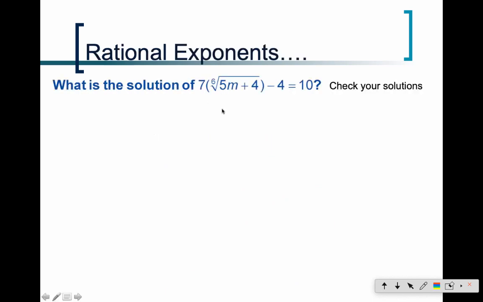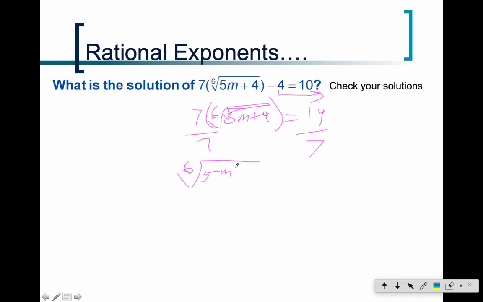Oh, and now we got a 6th root. Please note, this would not be able to be a negative here. It's an even root. So again, we're going to, whoops, that's a 6th root. Big difference than 6 times. I'm going to move the 4 over and get 14. I'm going to divide by 7. I'm going to get the 6th root of 5m plus 4 equals 2.